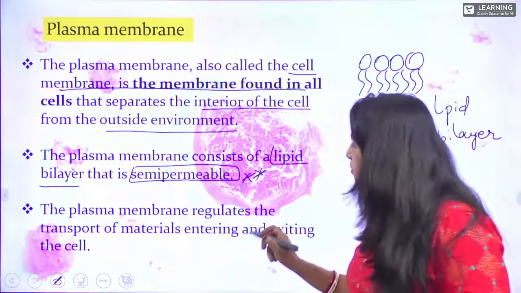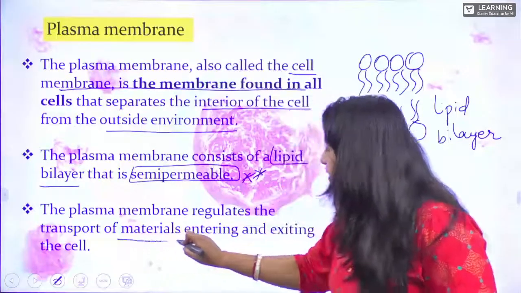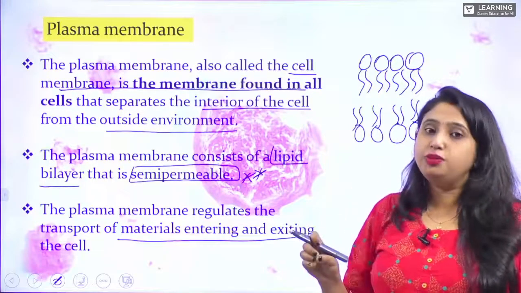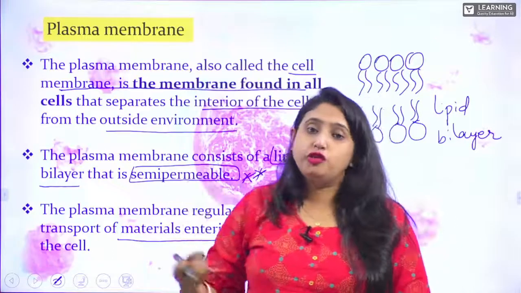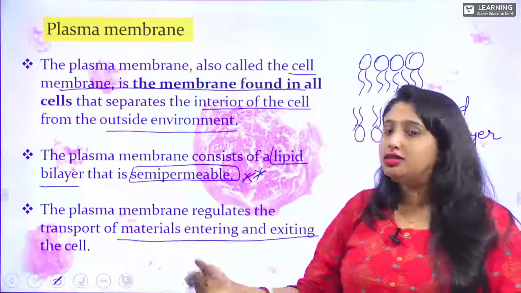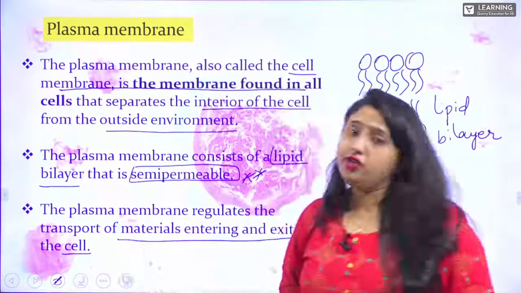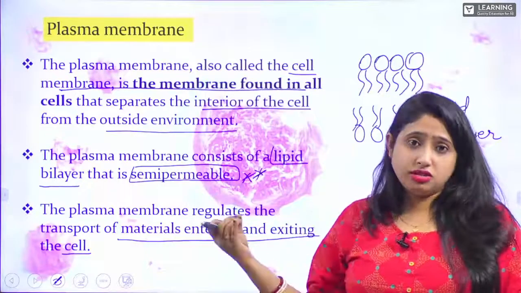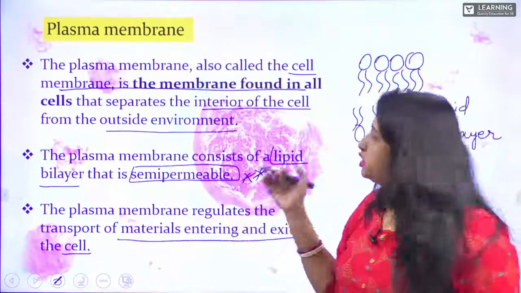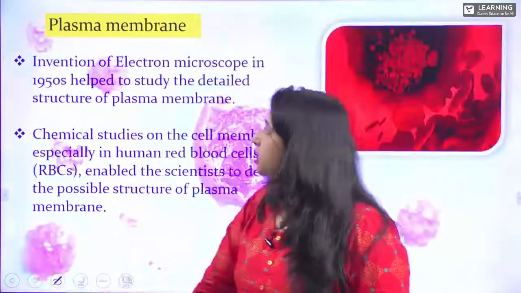The plasma membrane regulates the transport of materials entering and exiting the cell. So it is responsible for regulating the molecules which enter and which go out of the cell. You can call it the master of the cell. It is responsible for controlling all the activities which take place in the cell, right?